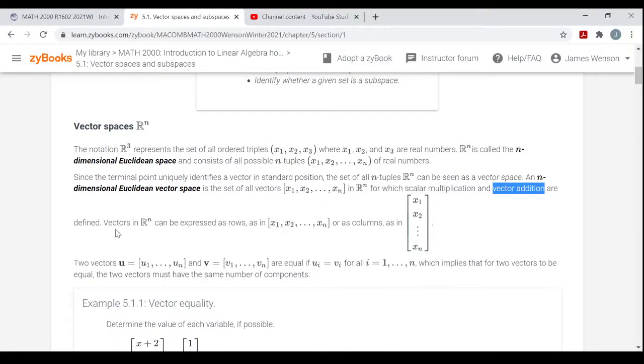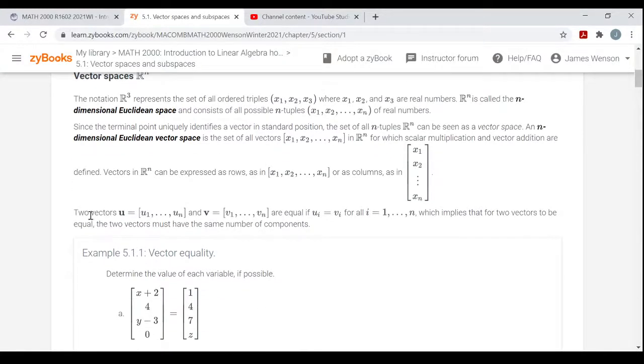Vectors in Rn can be expressed as rows or as columns. So you see a column with n components, a column matrix, or a row vector, like a row matrix, with the same components. They represent the same thing, the same vector. Now I mentioned this already: two vectors, u with n components and v with n components, are equal if the corresponding components are equal for all components. Notice they have to have the same number of components in order to possibly be equal.